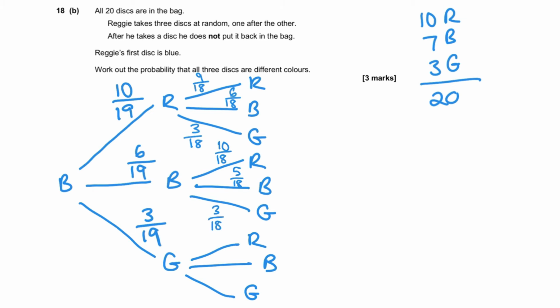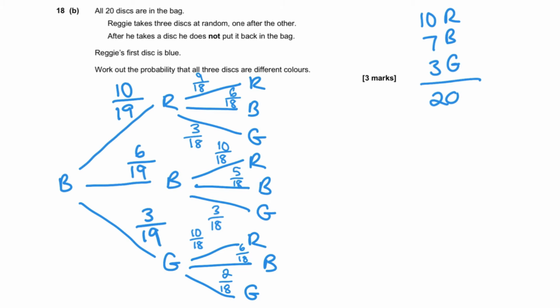So then on the last branch, we've lost a blue one and a green one already. So the probability that the third one is red is going to be 10 out of 18. The probability that the third one is going to be blue is going to be 6 out of 18 because we've already lost the blue one. The probability that the last one is going to be green is going to be 2 out of 18 because we've already lost a green one.